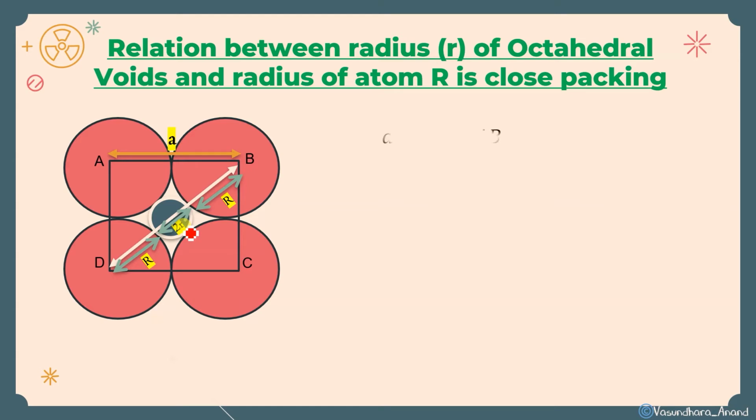So let's do the mathematical calculation. It is quite clear that edge length A is equal to two radii, two atoms which are touching each other. So we can say that A is equal to 2R. And AB, this is R and this is R, that means 2R. AB is equal to A, and that is equal to 2R. I hope it is clear.